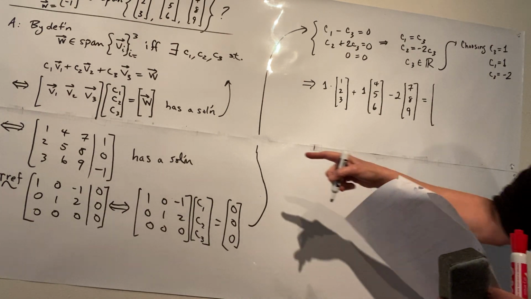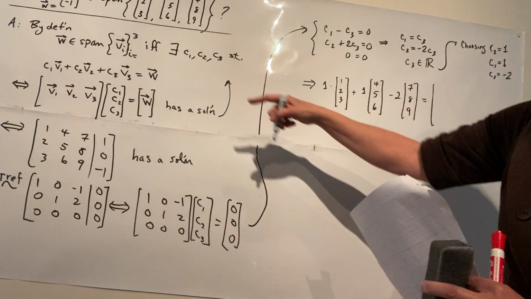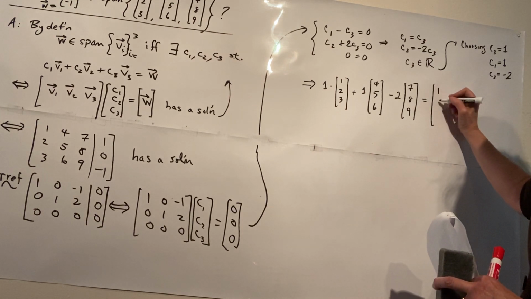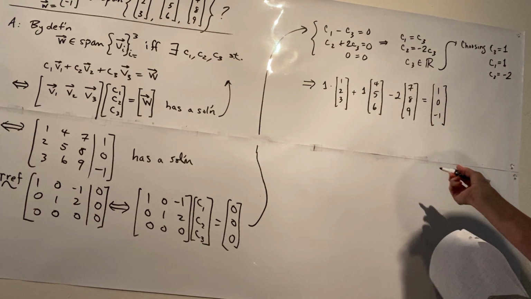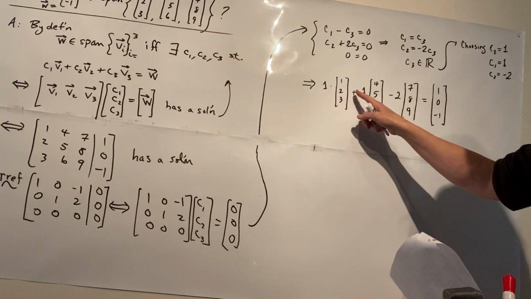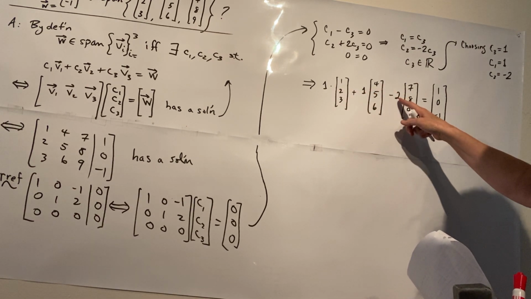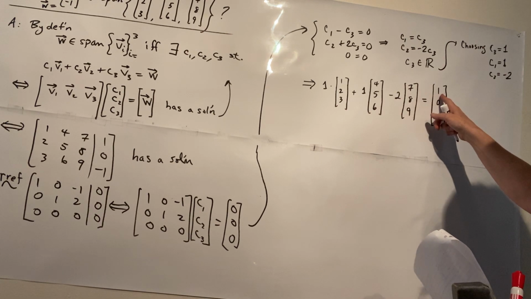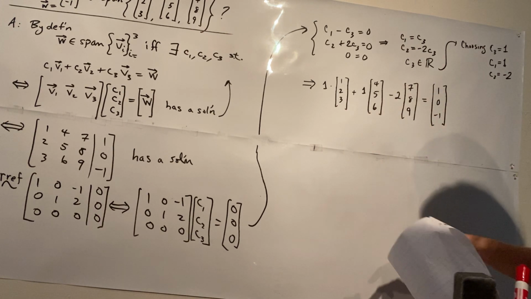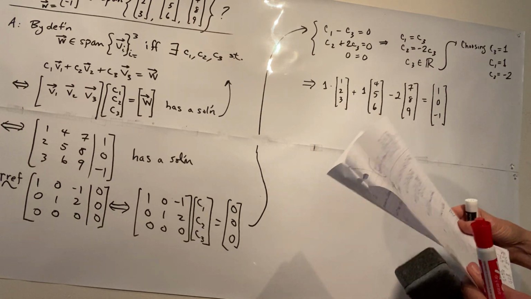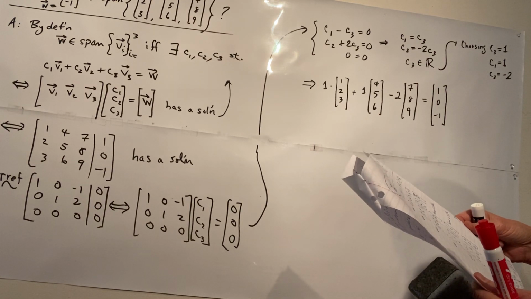Okay, what was our W vector? It was 1, 0, minus 1. Okay, write that down and double check. Is that true? Is 1 plus 4 minus 14 equal to 1? No, that's not true. What happened here? Let's see.